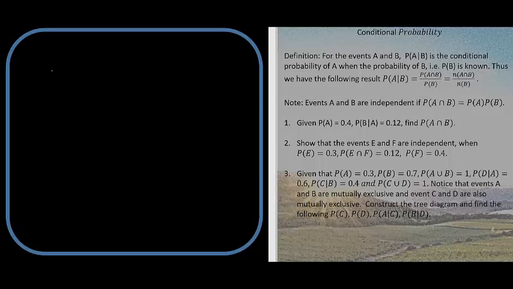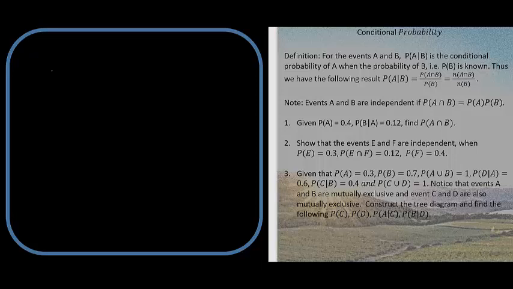Since this is coming as a ratio, we can convert our probability to cardinality, like the number of elements in the set A intersection B divided by the number of elements in the set B, or in the event B. Next, events A and B are independent if the probability of A intersection B is the same as the product of individual probabilities, probability A times probability B.